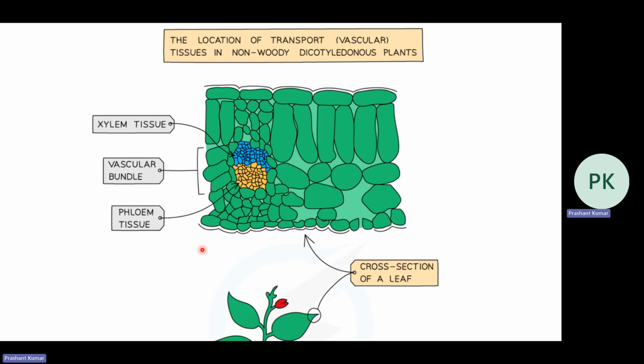Okay, so let's try to understand the structure of the leaf. You can see this is the thin layer of the leaf. In this diagram, they're showing a layer of the leaf. It looks very thin, but when you see it under a microscope, you can see all the different layers.